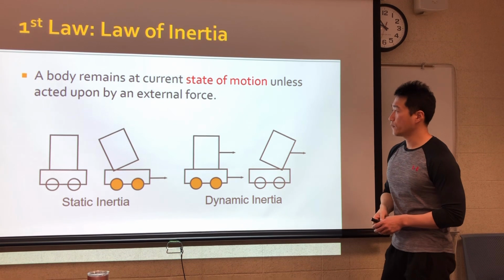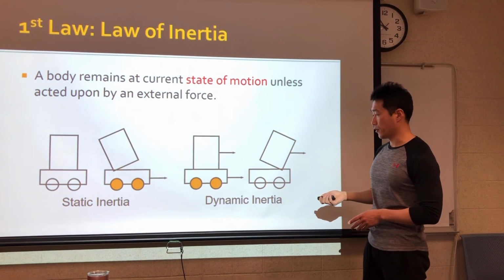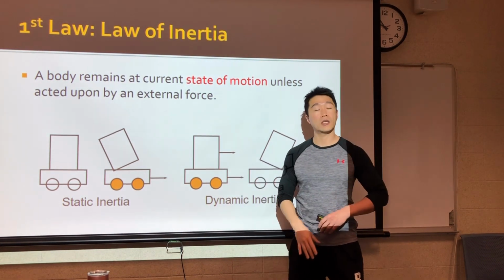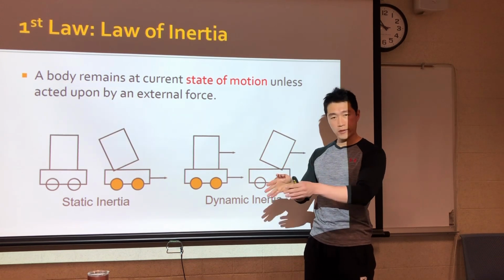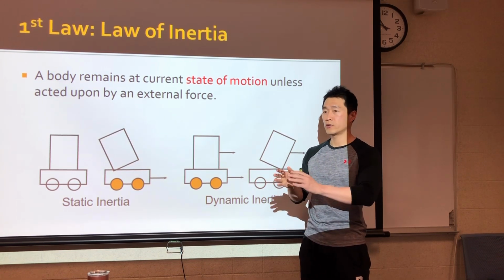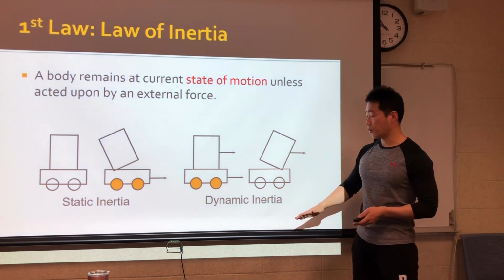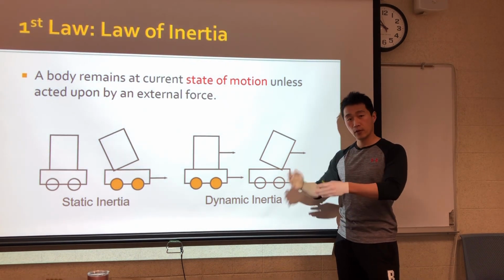And then there are two different types of inertia here, static inertia and dynamic inertia. Static inertia means if something is not moving, the object has a tendency to keep stationary. It wants to stay there. On the other hand, dynamic inertia means if something is moving, it has a tendency to keep moving.